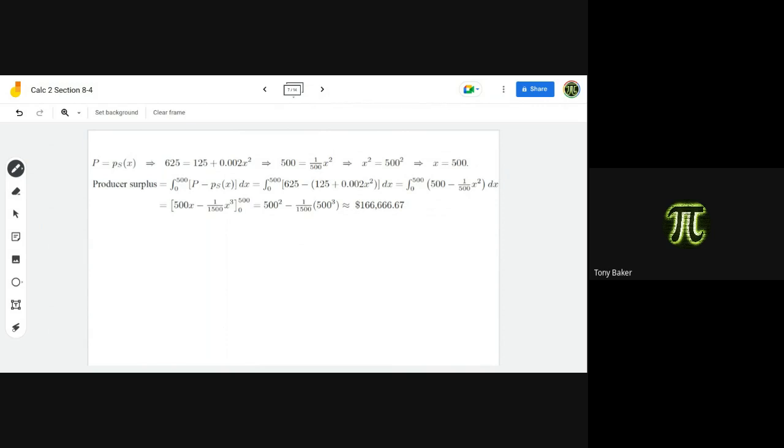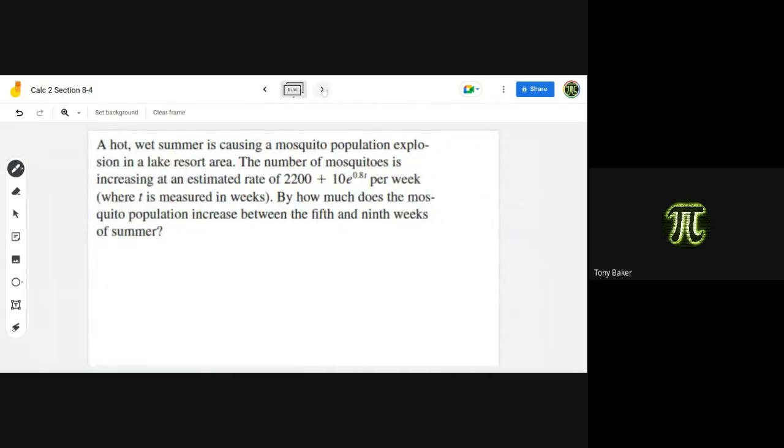All right. A hot, wet summer is causing mosquitoes to explode. The number of mosquitoes is increasing at an estimated rate of 2,200 plus 10 e to the 0.8t per week. By how much does the mosquito population increase between the 5th and the 9th weeks of summer?